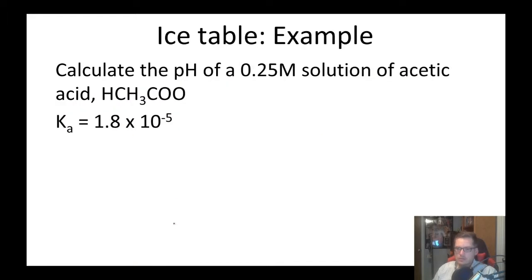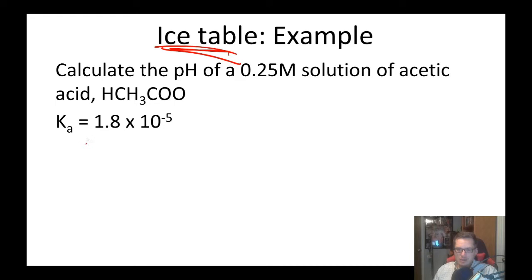All right, let's try another one. It says calculate the pH of a 0.25 molar solution of acetic acid. We're doing acetic acid again because evidently I'm not very creative. So set up our ice table first. We know it's an ice table because number one, I told you up here. Number two, it's an equilibrium because this is a weak acid.